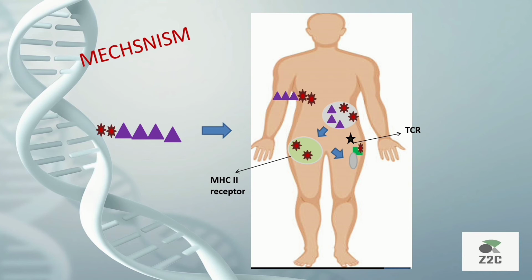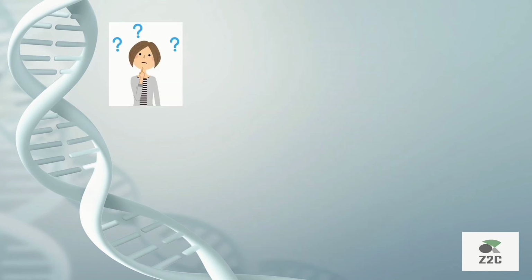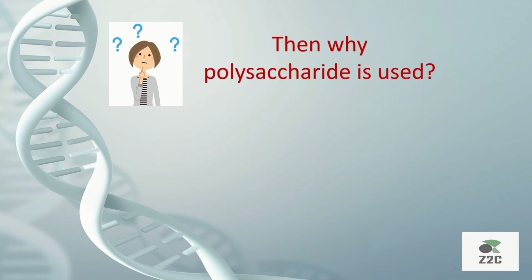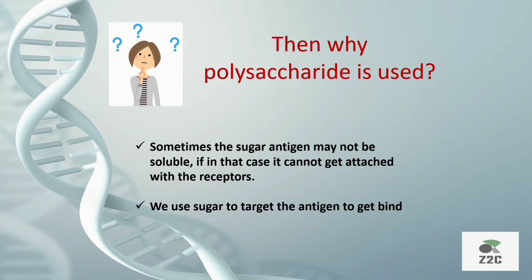Now, we may have a doubt: then why are polysaccharide sugars used? Sometimes the antigen may not be soluble. In that case it is very small, it cannot get attached with the receptors and we should target the antigen to get bound. To ensure that, we use conjugated polysaccharides.